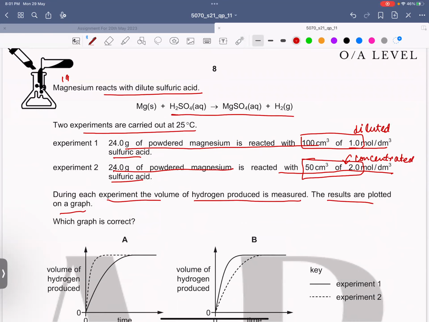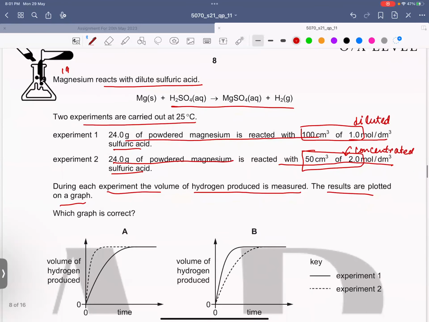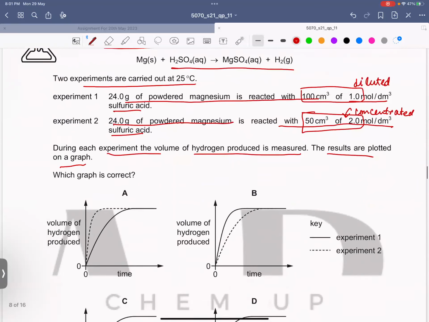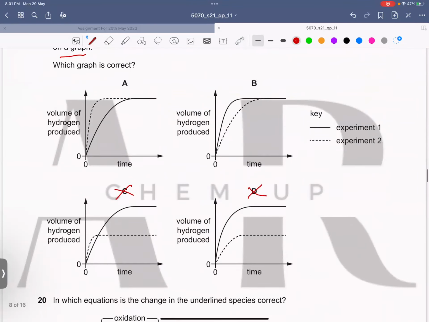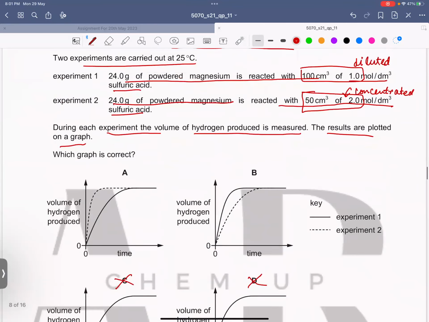Okay, their multiple will be the same. So it means if the moles are equal and the masses of magnesium are equal, then the volume of hydrogen produced in both the experiments would be equal, which makes C and D clearly wrong. Now you have to choose between A and B.